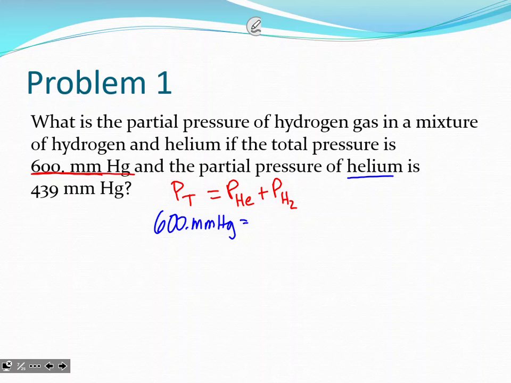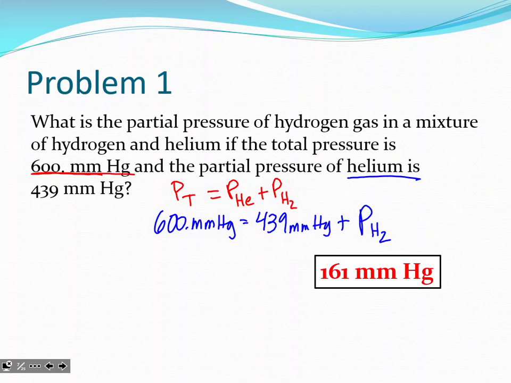It gave us the partial pressure of the helium, which is 439. So we simply have to find the partial pressure of the hydrogen. This is really complicated math, guys. Go for it. So, do your quick subtraction, right? What do we get? Subtract the 439 from the 600 to solve for the partial pressure of hydrogen. You get 161 millimeters of mercury. I told you this was the hardest gas law out there.